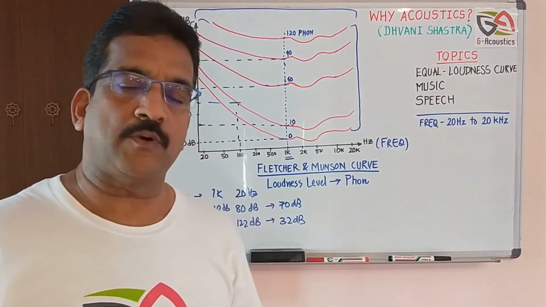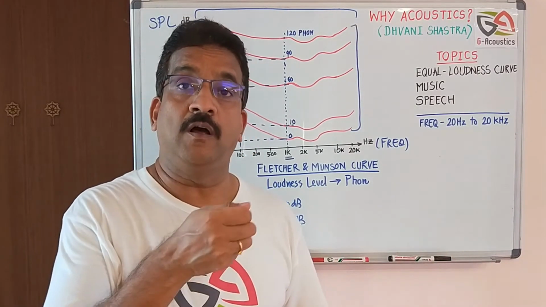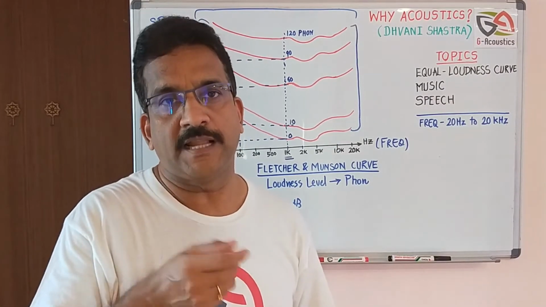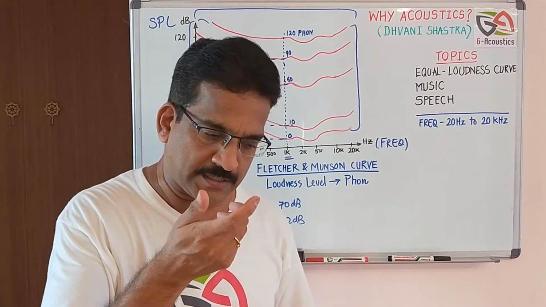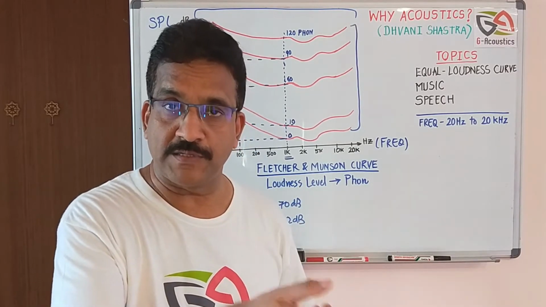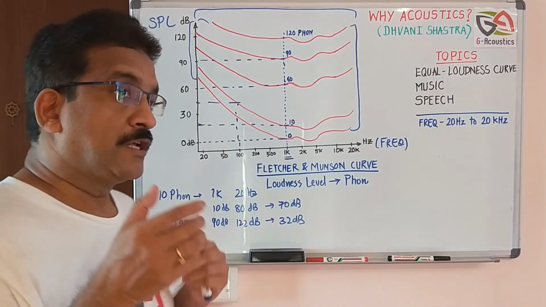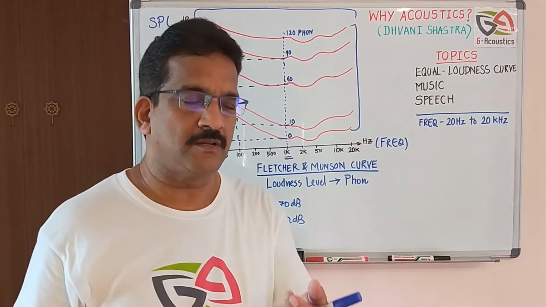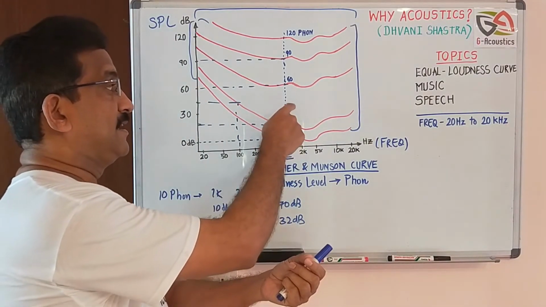That is one of the reasons in big, high-end systems you have the graphic equalizer, where you can adjust the level at different frequencies. Some systems have bass and treble. Bass is for low frequency, treble is for high frequency. So suppose you are hearing at a medium level of music, what you will tend to do is boost the bass because of this equal loudness curve.